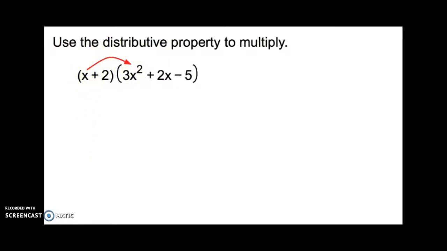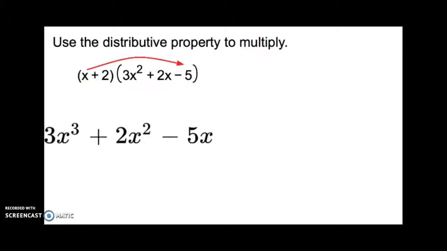So x times 3x squared is going to be 3x to the third. So then we do x times 2x, and that gives you 2x squared. Then I multiply x times negative 5, and I get negative 5x. Okay, so now my first set of distributing is done.